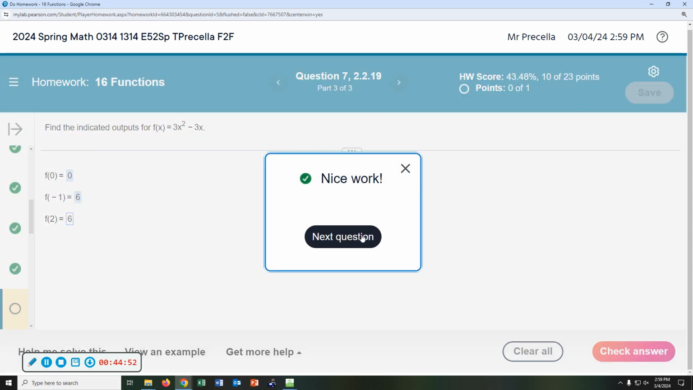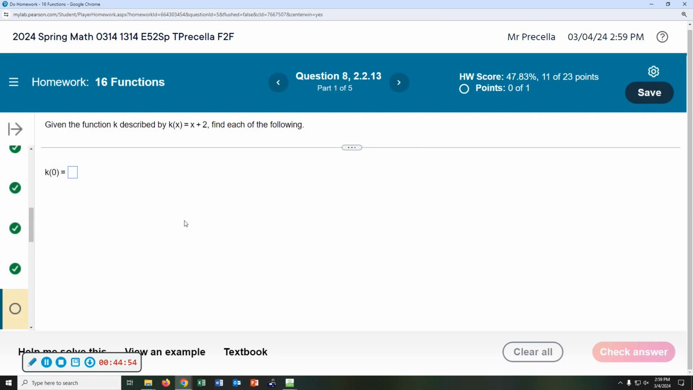Okay, next question. Here's another. Notice they're using the letter k here instead of f, the most common letter used for functions, because the word function starts with the letter f. But you could use any name for a function. So this is number 8, and this is k of x is equal to x plus 2.